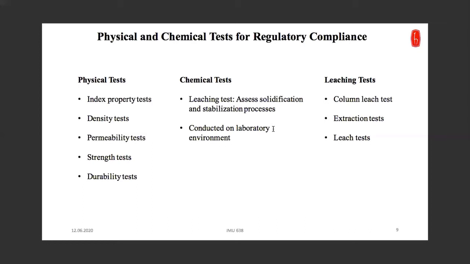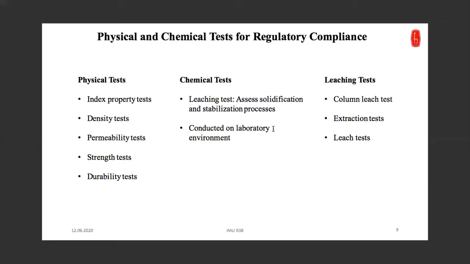Column leach test is conducted at a predetermined density. You are taking a predetermined amount of soil and putting it into a container, and this material is also pulverized, so it's very fine. You are applying a leaching solution into that with a constant flux, and you are looking at how much leaching is seen in that test.